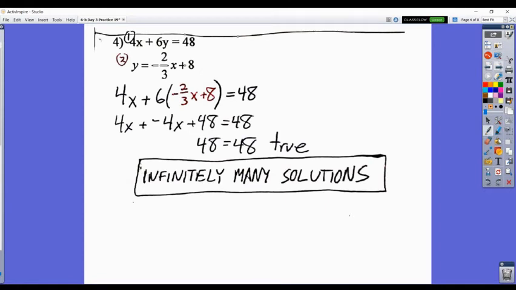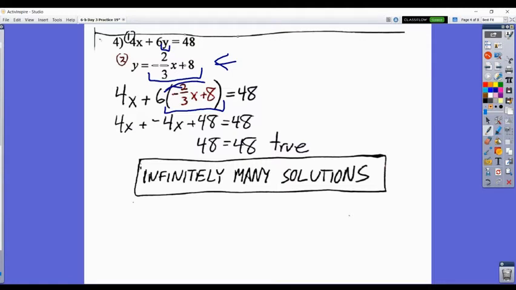The second equation is solved for y, so I can substitute this, -2/3 x plus 8, into the first equation instead of y, like that. That's how substitution works. Then we do the rainbow distributive property. You get -4x, 6 times -2/3.